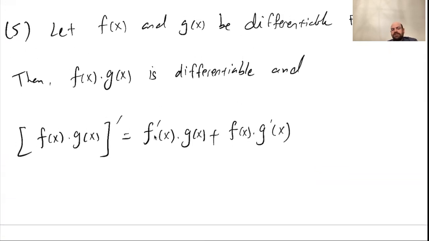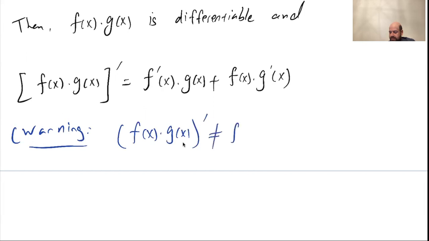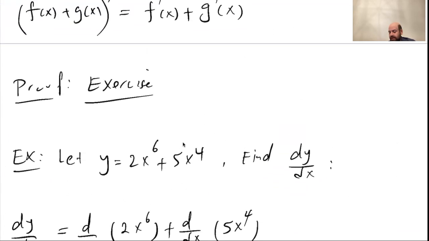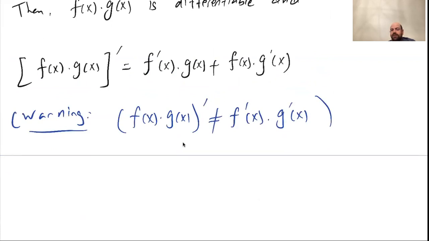So the derivative of a product of two functions is not like the product of derivatives. Okay, so the derivative of f of x times g of x is not the same as f prime of x times g prime of x. So I can give you an important note or warning: the derivative of a product is not the same as the product of derivatives. For addition, the derivative of addition was the same as addition of derivatives. But for product, no. What is it? It's f prime times g plus f of x times g prime. Derivative of the first function times the second function plus derivative of the second function times the first function. So that's the derivative of a product of two functions.